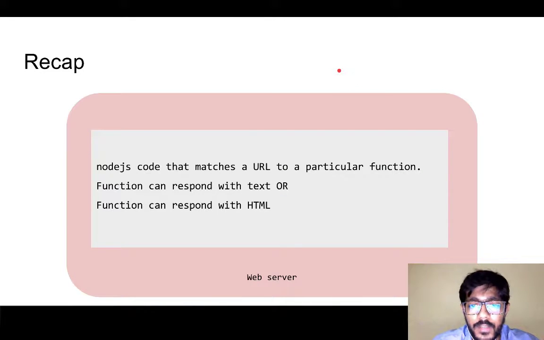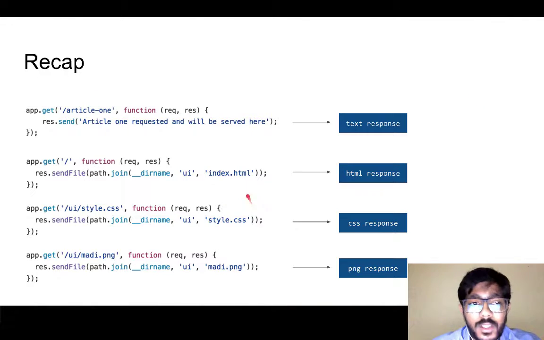When we were looking at the web server that we wrote in Node.js, the code was matching a URL to a particular function. The function can respond with text, or the function could respond with HTML. Just to go over some examples, this is what the code looked like. The first piece of code here is saying that if there is a GET request made to the URL /article1, use this function to determine the response.